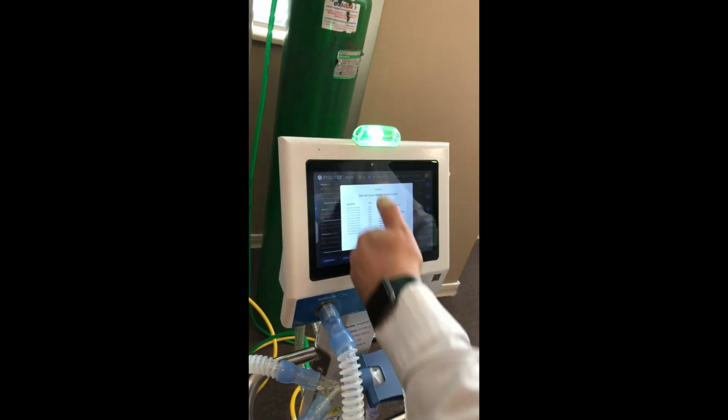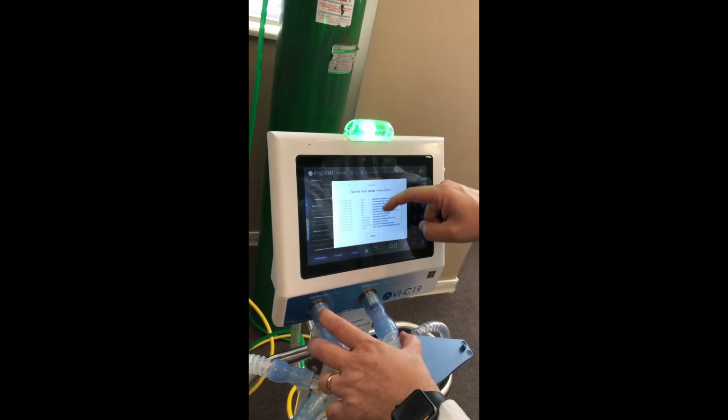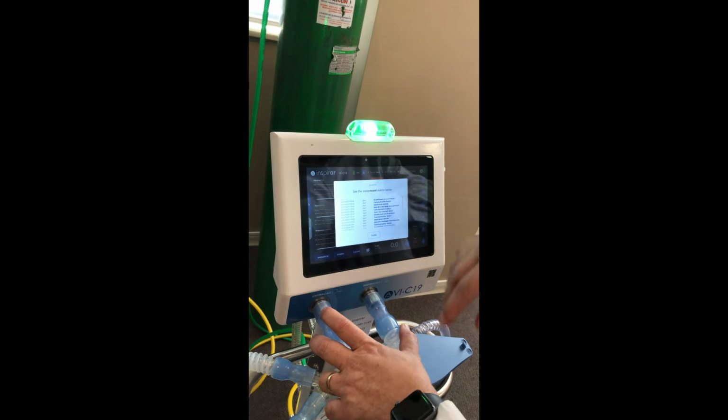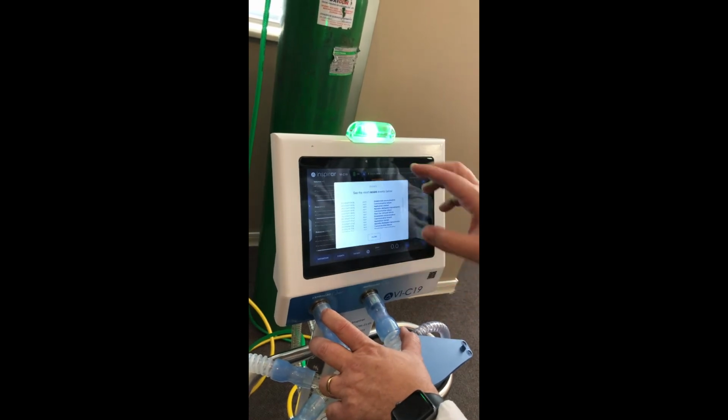Events. Here you can see all events during the ventilation of the patients. What happens, alarms, everything that happens will be here.